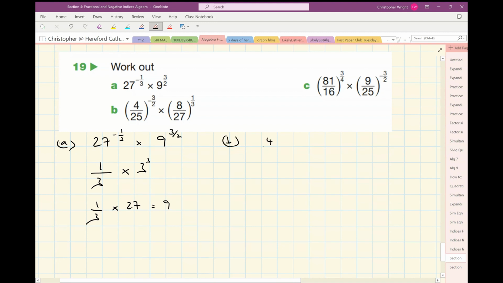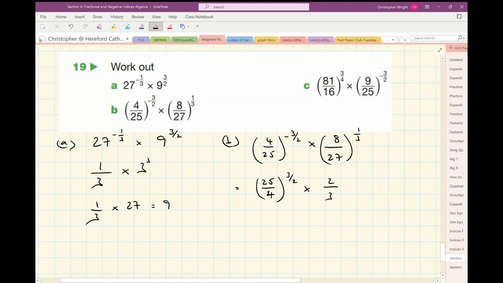I've got (4/25) to the power of minus 3/2 times (8/27) to the power of a third. So that is, let's get rid of that negative power. So the reciprocal of the fraction, to the power of 3/2, times the cube root of 8, 2, over the cube root of 27. So that left-hand fraction there, it's the square root of 25 cubed. So that's 5 cubed, 125.